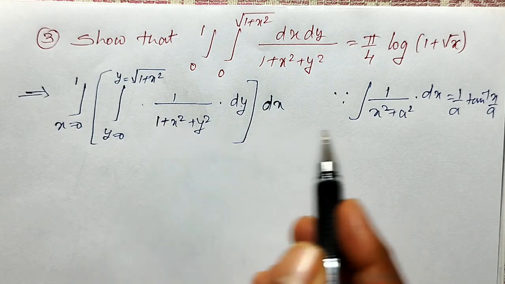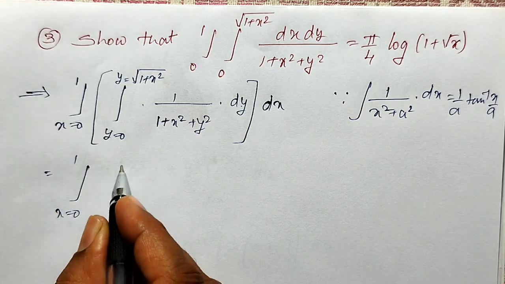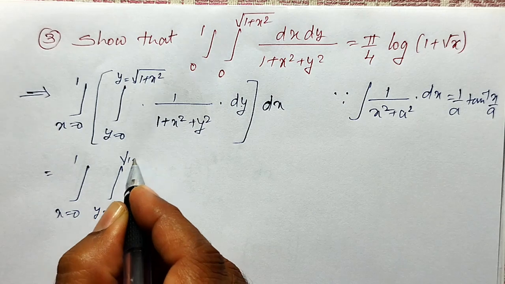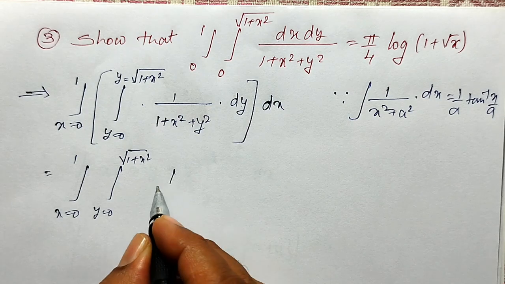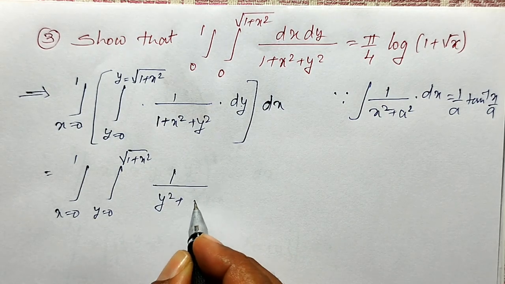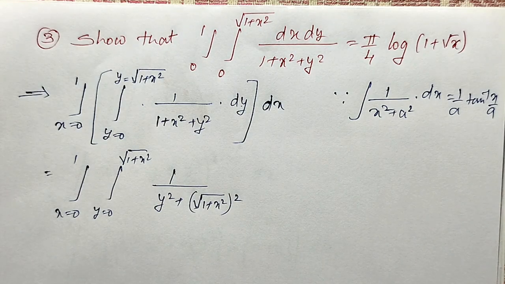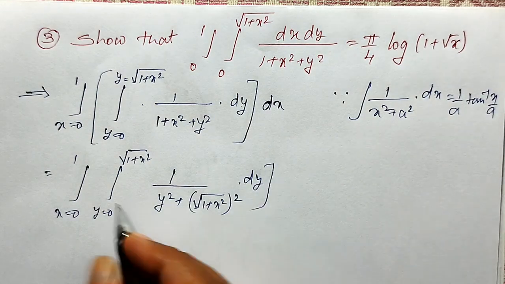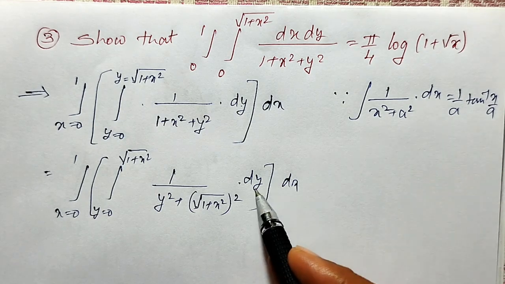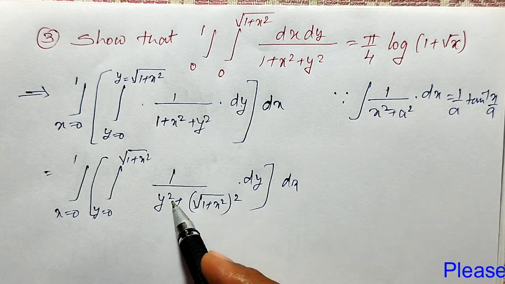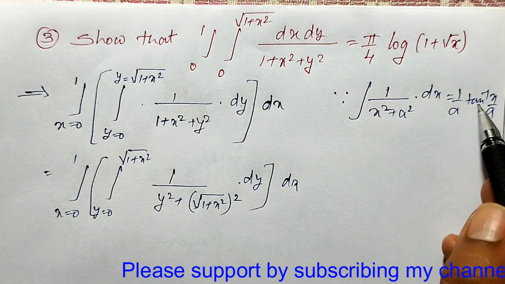Therefore I will rewrite this as the integration from x equal to 0 to 1, integration from y equal to 0 to square root of 1 plus x square, as it is. In this form I am integrating with respect to y, and I will rewrite it as y square plus the square root of 1 plus x square, whole squared, into dy and dx as it is. Now we are comparing with the formula. There we integrate with respect to x, but here we are integrating with respect to y. Therefore x is treated as y and your a is nothing but square root of 1 plus x square. Therefore 1 by a tan inverse of x by a.